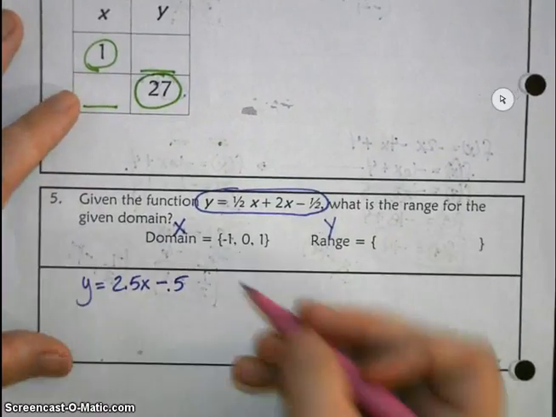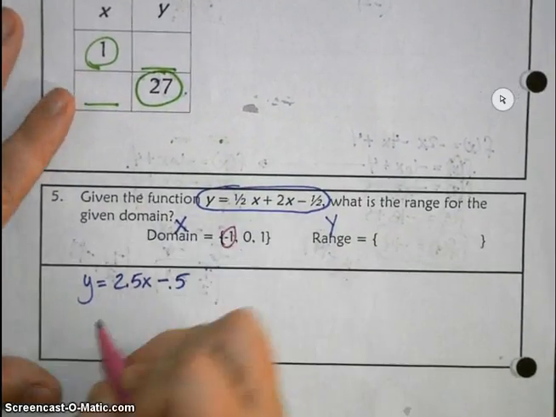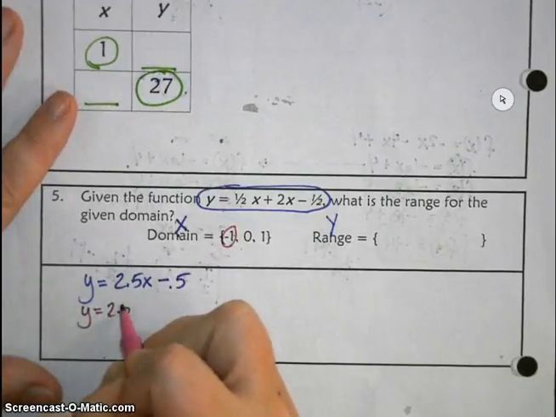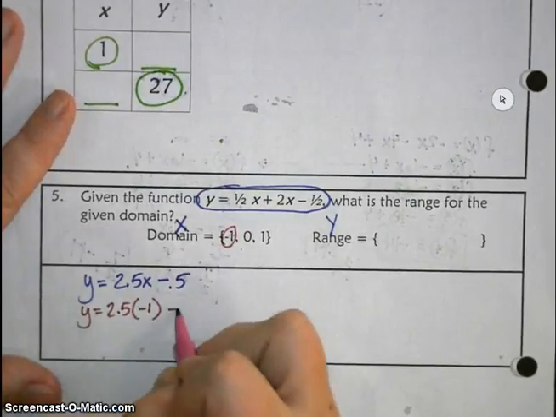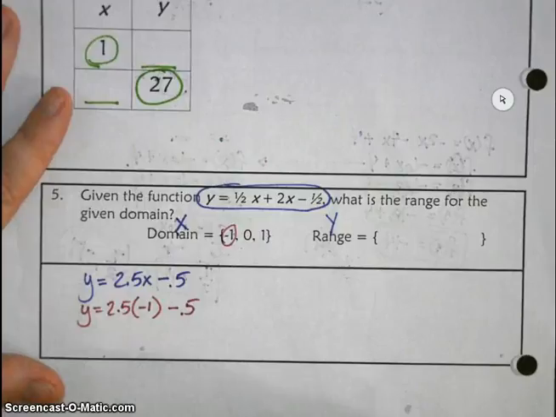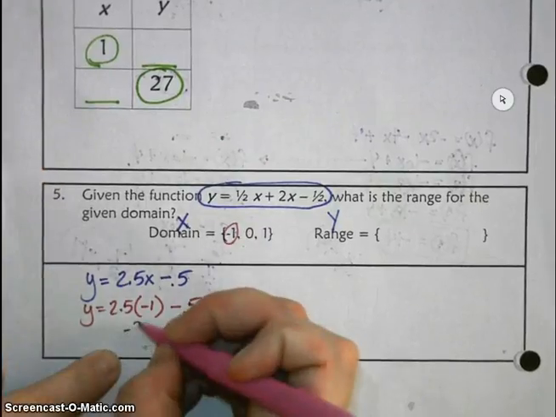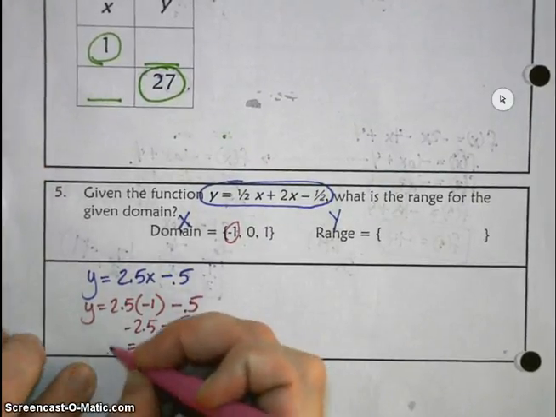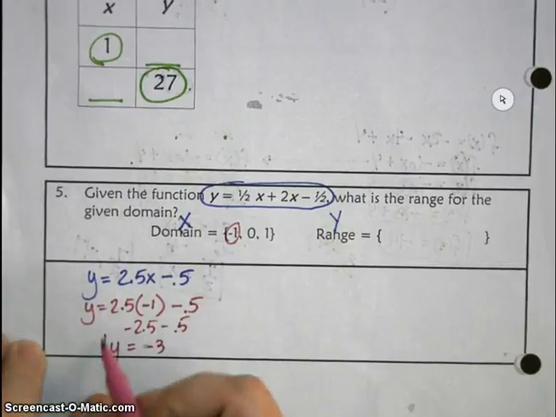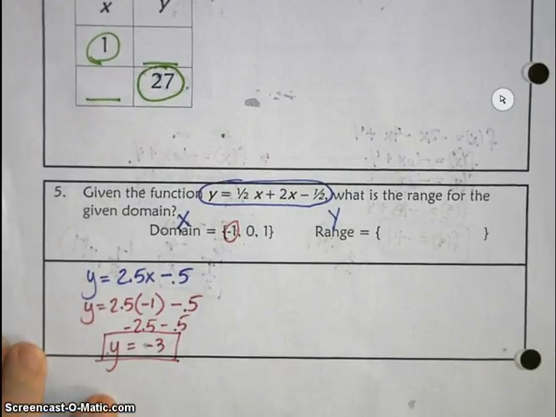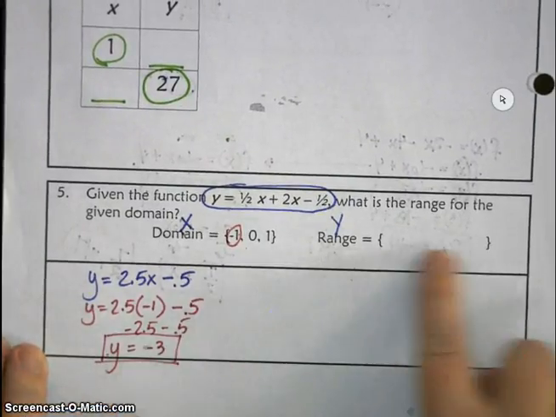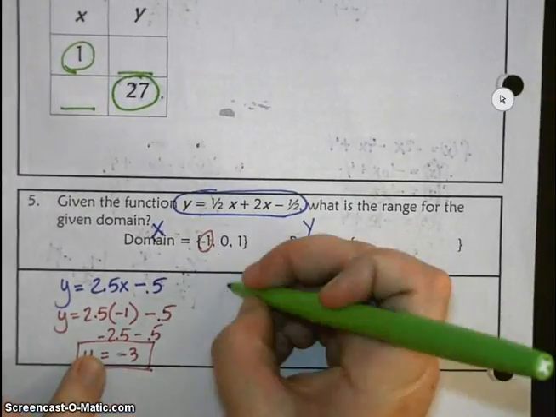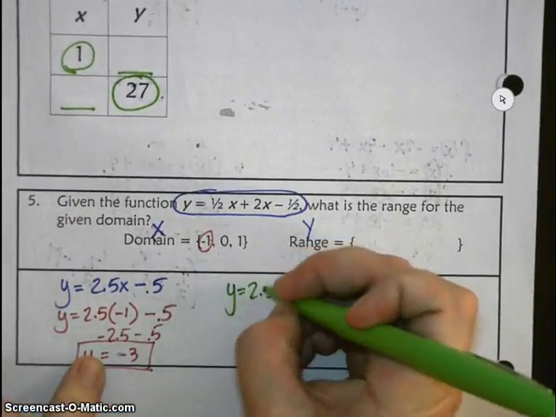Now I'm going to plug in the first value first, negative 1, for x. So y equals 2.5 times negative 1 minus 0.5. So that is negative 2.5 minus 0.5, which gives me negative 3. So that's the first y value. I need to hold on to it because the range must be from least to greatest, and this may not be the least.